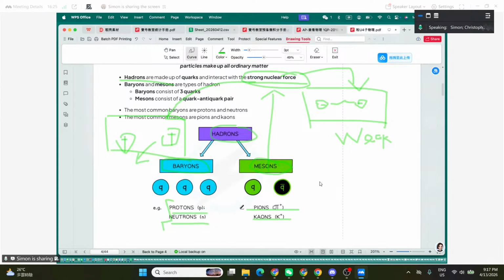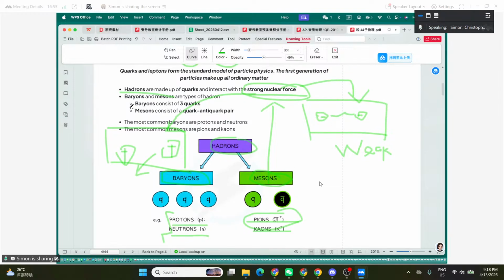And if I ask what the pion is, the pion is in the other region, the meson region. Understand that? The baryon and the meson are the two classes of the hadron. No problem now.